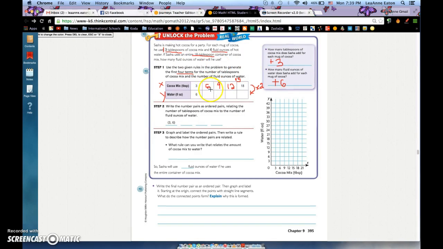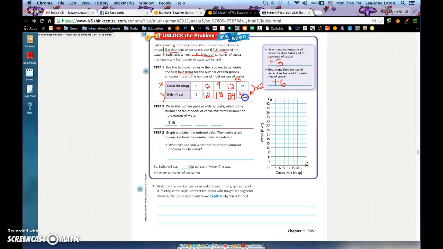And then we're going to simply multiply all of our x values by 2 to get our y value. So 3 times 2 is 6. 6 times 2 is 12. 9 times 2 is 18. 12 times 2 is 24. And 18 times 2 is 36.